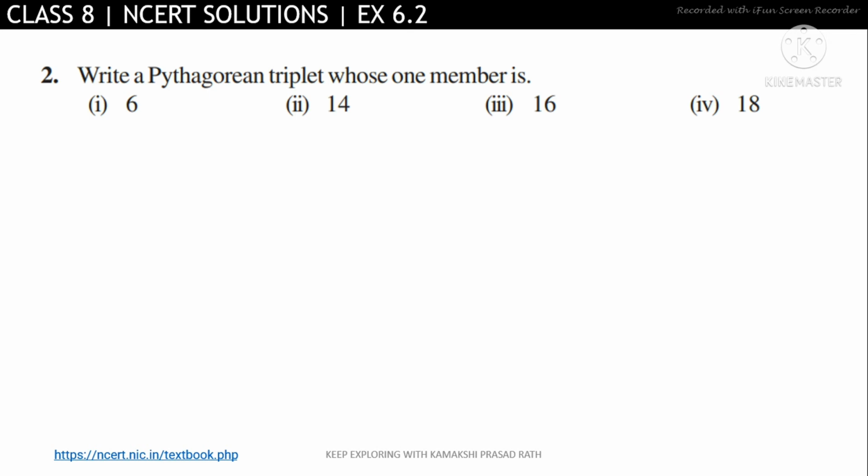The next question says, write a Pythagorean triplet whose one of the members is 6, 14, 16 and 18. A Pythagorean triplet is always of the form 2m, m squared plus 1 and m squared minus 1. So this is the general form of the Pythagorean triplet. That means one of the members is 6; any one of them would be 6. If we know any one, the other we can find, because you just have to know the value of m. So here we have to see which of these 3 we will take as 6, such that we can easily get the value of m.